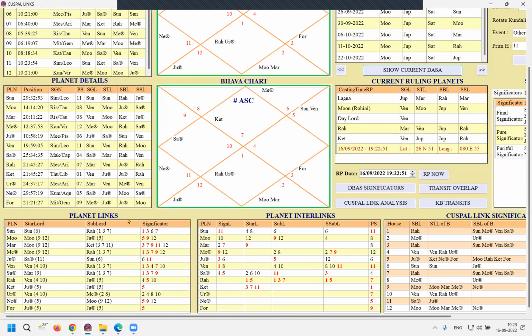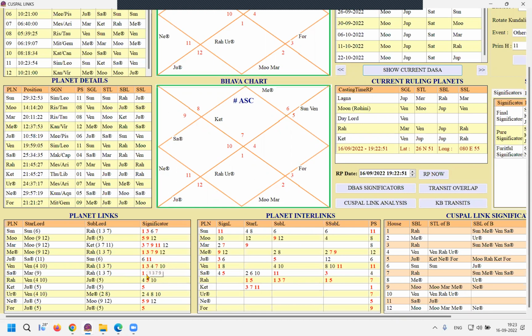So if we see the planet links, you will find that Mars is signifying the 9th house, the house which we require, which is a positive house. And Rahu is signifying 1, 3, and 7. And these three houses again are very positive houses.